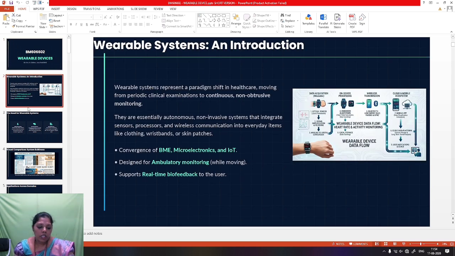Wearable systems: an introduction. First, let us understand what a wearable system is. Wearable systems are electronic systems worn on the human body for continuous monitoring. They use sensors, processors and wireless communications. Examples include smart watches and smart clothing. They are essentially autonomous, non-invasive systems that integrate sensors, processors, and the convergence of BME, microelectronics and IoT, designed for ambulatory monitoring and supporting real-time biofeedback to the user.